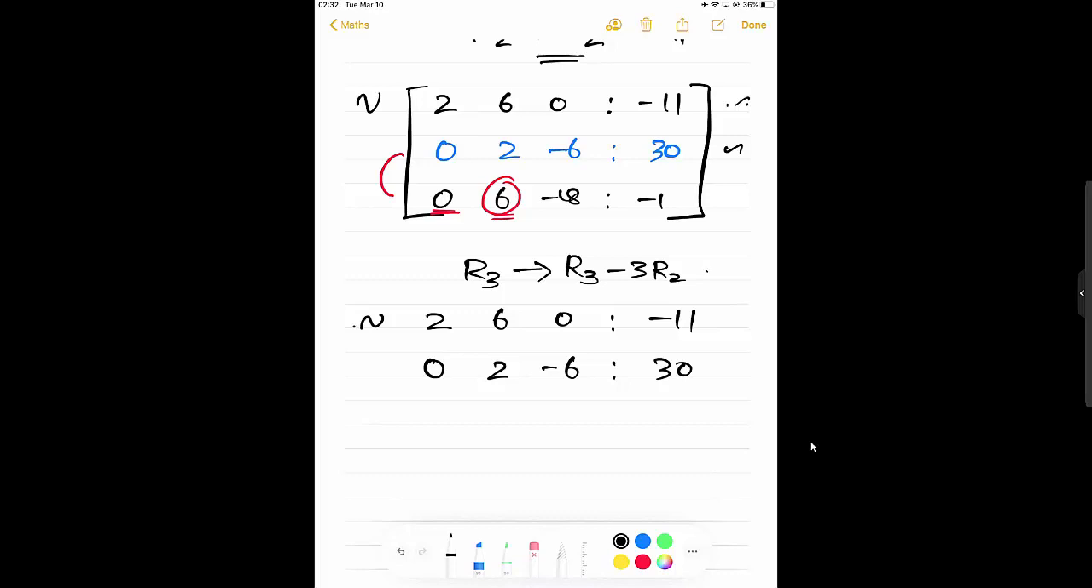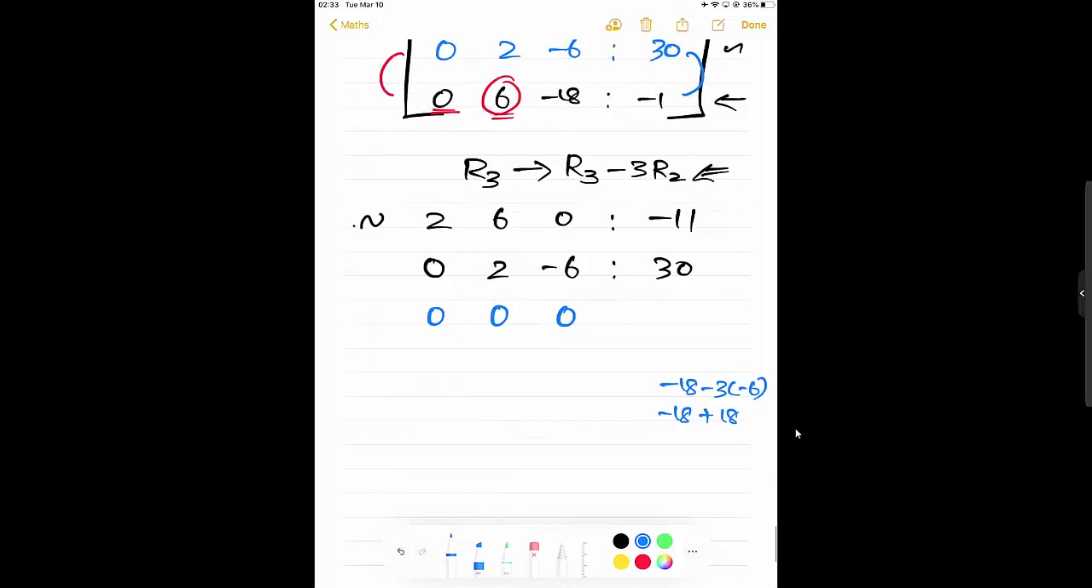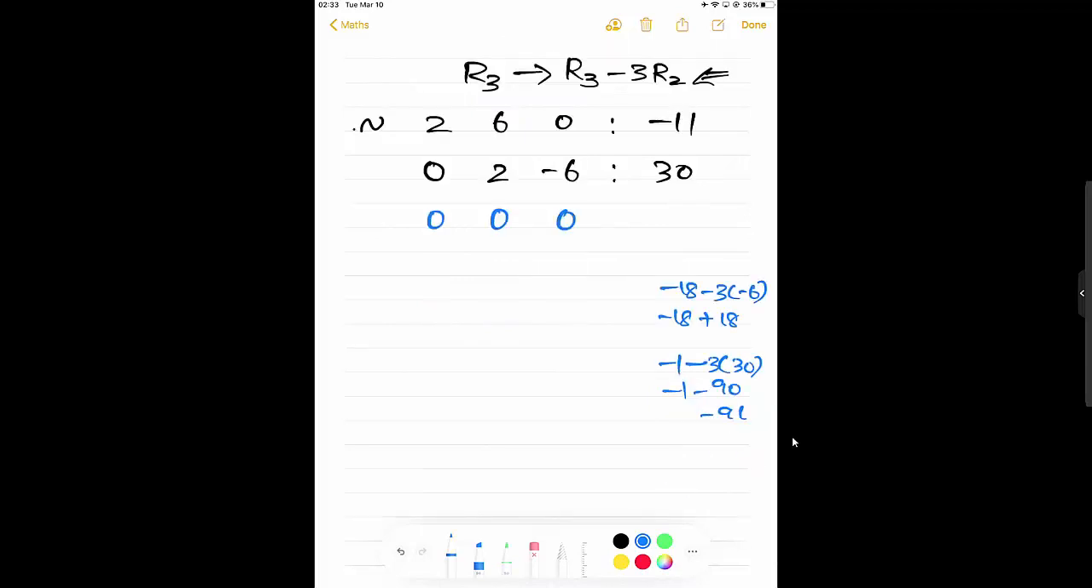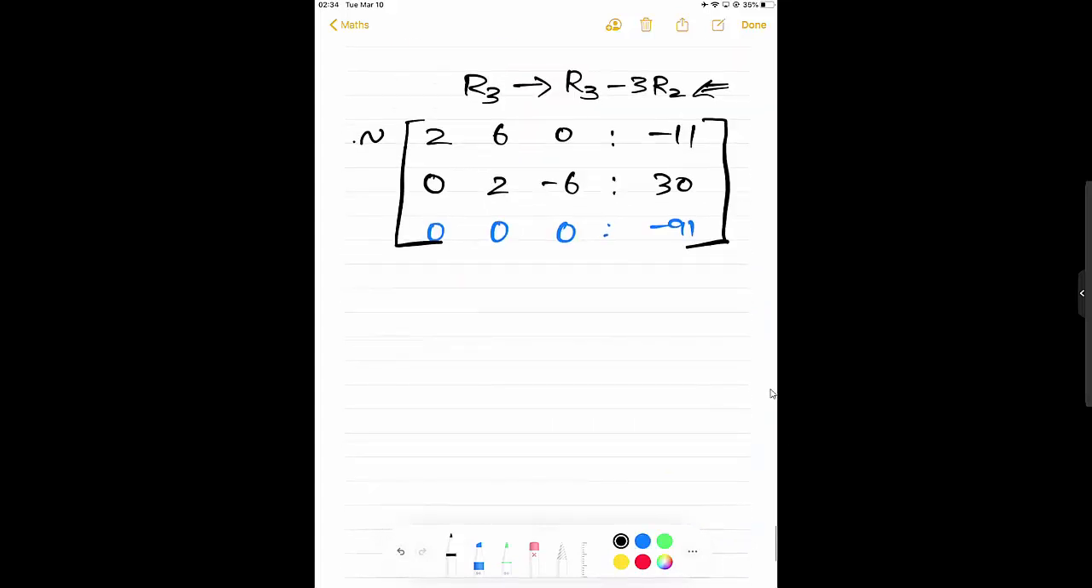Now apply this particular rule to the third row. Then it will be like the first element is 0. Second element 6 minus 3 into 2, 6 minus 6, 0. Then it is minus 18 minus 3 into minus 6, it will be minus 18 plus 18, it will change to 0. If you do these two elements, minus 1 minus 3 into 30, it will be minus 1 minus 90, minus 91. So the value is minus 91. Now the augmented matrix looks like this.